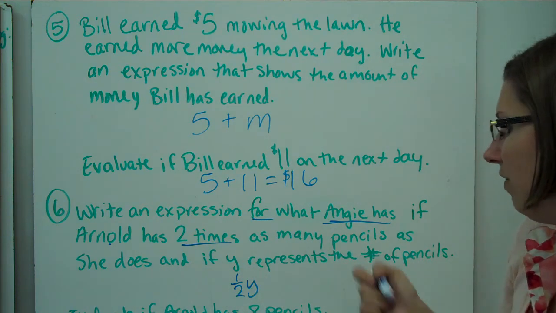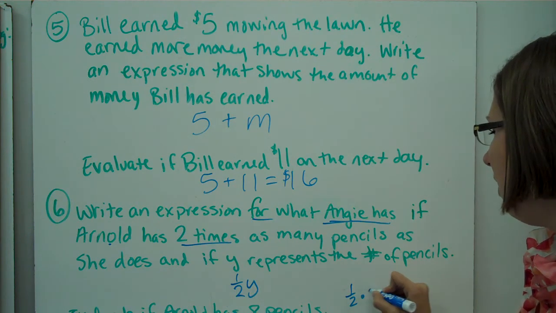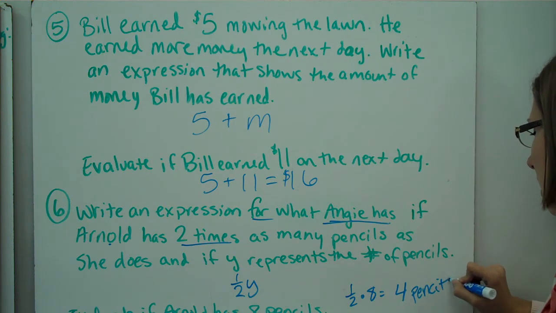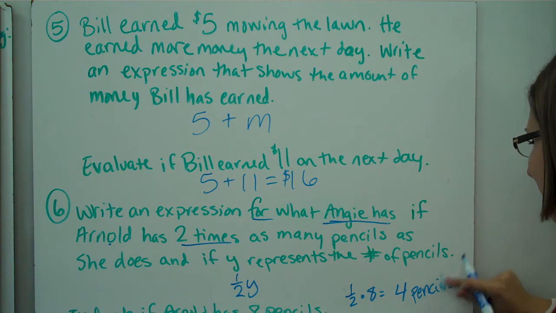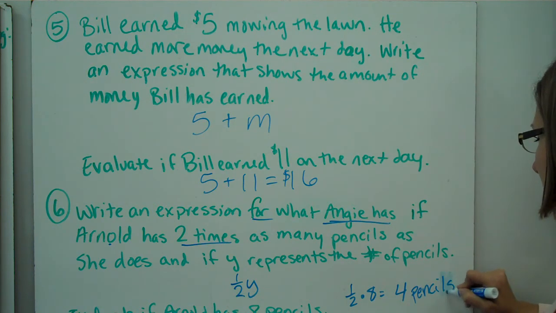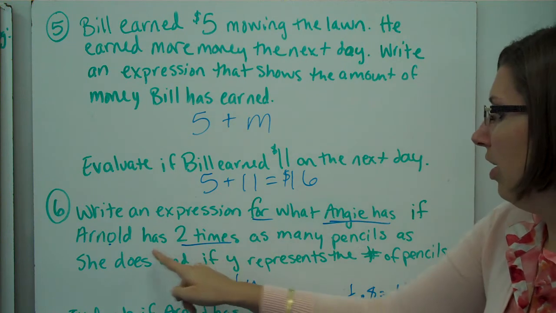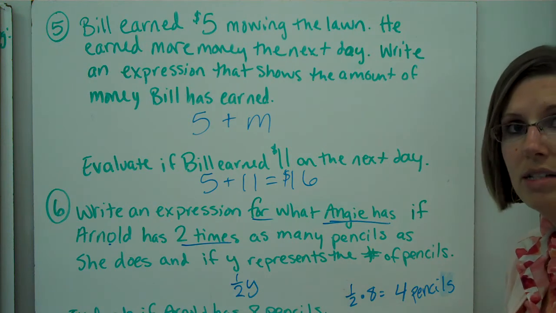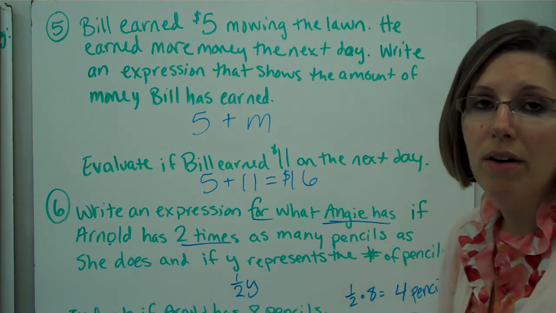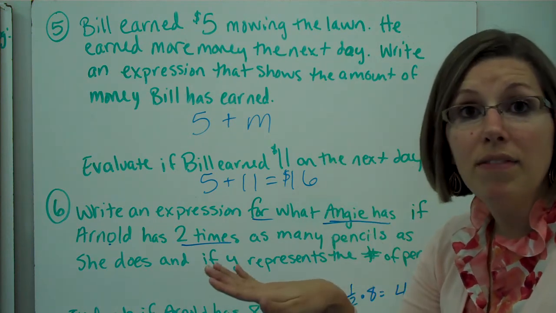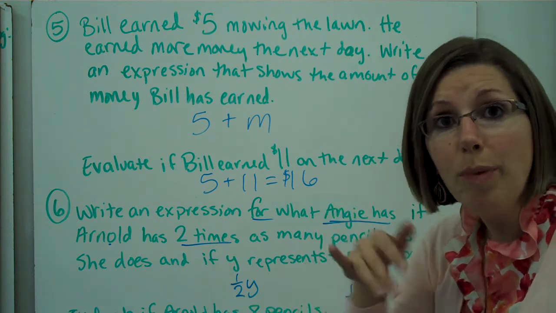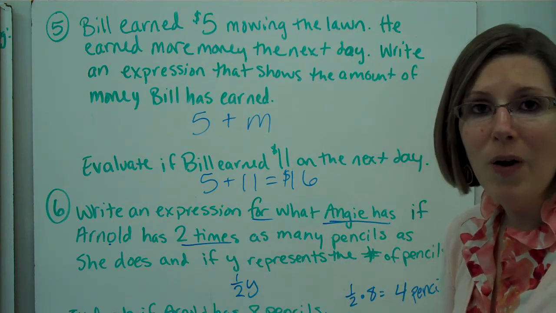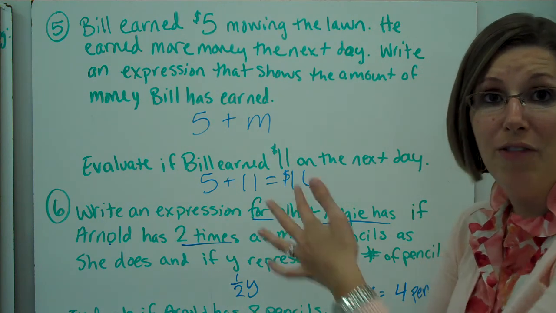So let's evaluate this if Arnold has 8 pencils. If Arnold has 8 pencils, then Angie has 4 pencils. So does that make sense? Arnold has 8, so Angie has 4. Arnold has 2 times as many as she does. This makes sense. Always go back, and like I said, if it doesn't give you numbers to substitute in to evaluate, you pick something and evaluate and check to see, is what I'm writing down making sense? There you go. That's writing expressions containing fractions and decimals.